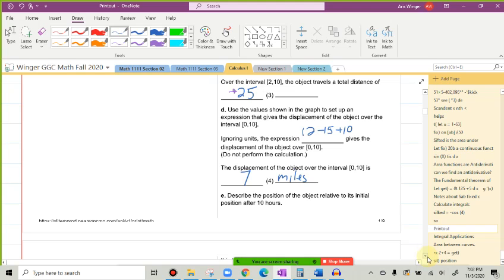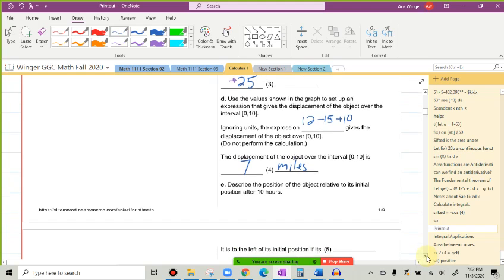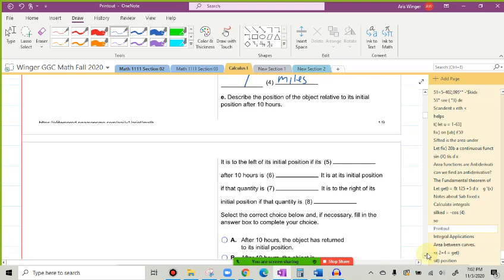Describe the position of the object relative to the initial position. It is to the left of its initial position if its displacement after 10 hours is negative. It is at its initial position if that quantity is 0. It is to the right of the initial position if that quantity is positive.